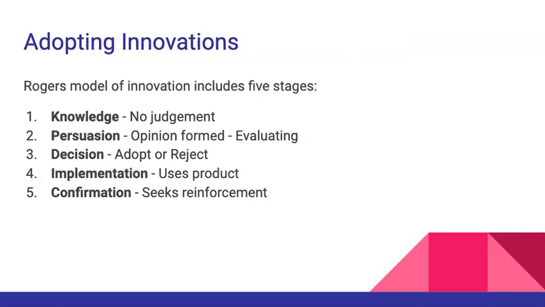There are also 5 stages that a consumer goes through when adopting innovations. There's the knowledge stage, persuasion, where they start to form their opinion. The decision, that's where they either decide to go with it or reject it. Implementation, that's where, if they've adopted, they're using the product. And then confirmation. This is where maybe they're seeking reinforcement from other users, or they are very satisfied with the product or not, and then making decisions going forward.